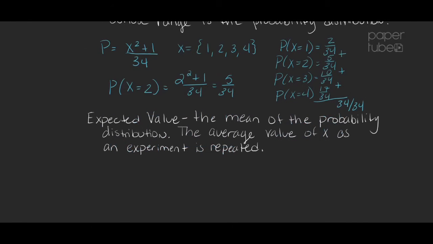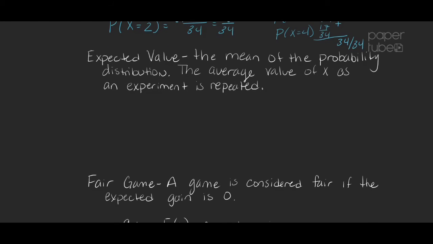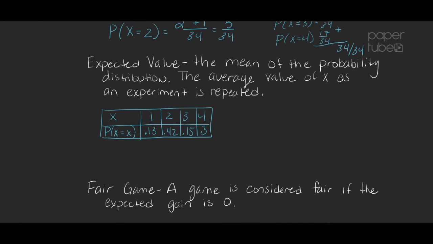Last topic is expected value. The expected value is the mean of the probability distribution. It's the average value of x as the experiment is repeated. So basically, what kind of value do we expect to come out of the experiment more often than others? Let's take a look at that gum example that we just did and see if we can find the expected value for that situation.